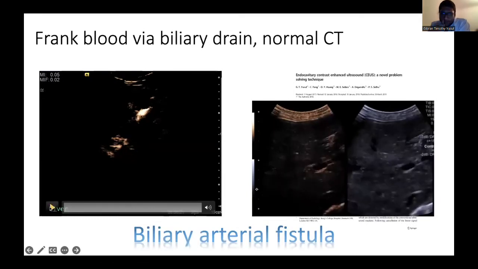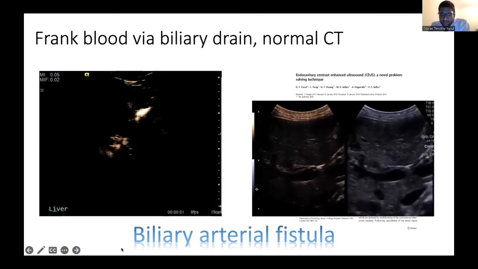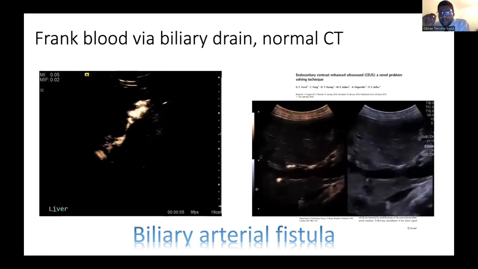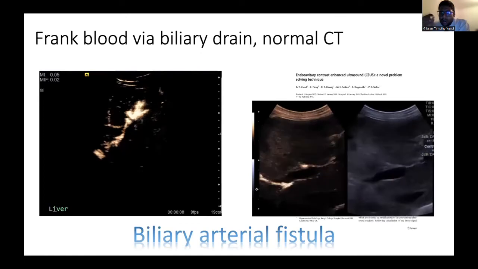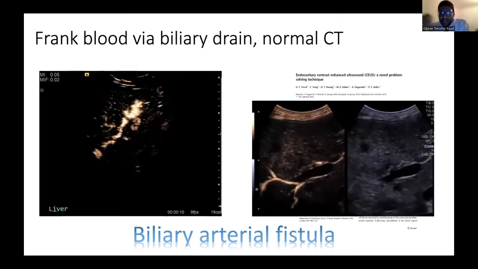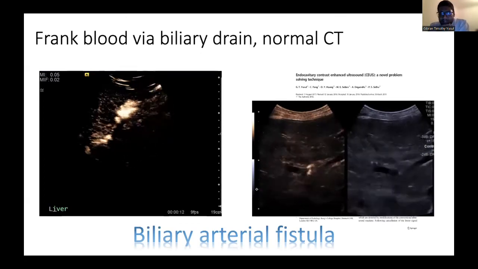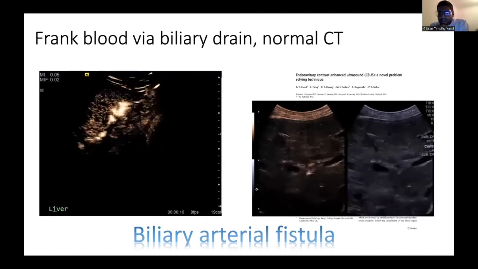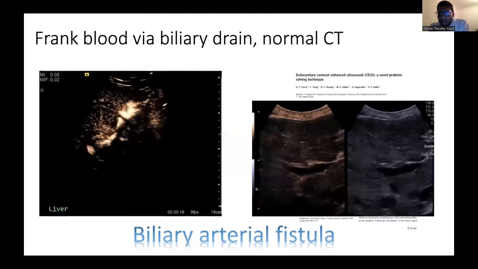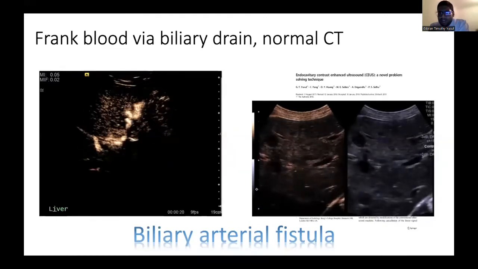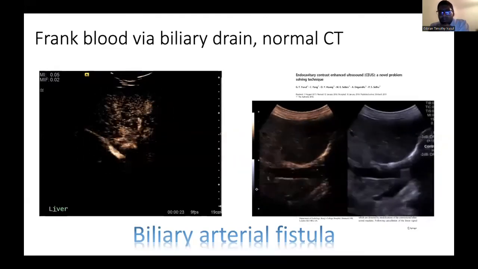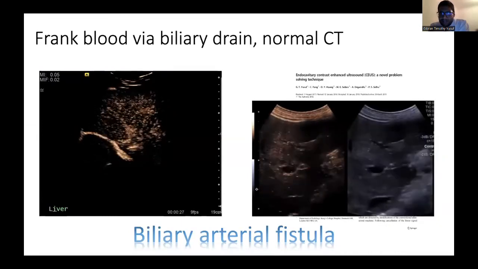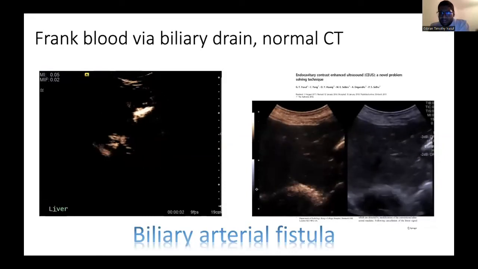It's also, as I've mentioned, a truly intravascular agent. This is a truly intraluminal agent, because if you inject it into a tube, it will only stay within that tube. Now, on the case on the left, which is running now, you can see parenchymal enhancement when we injected ultrasound contrast through the indwelling biliary drain. The reason for that was because there was a biliary arterial fistula. So if you see enhancement of another structure, there is a connection to it.